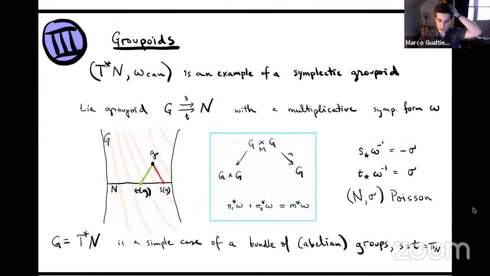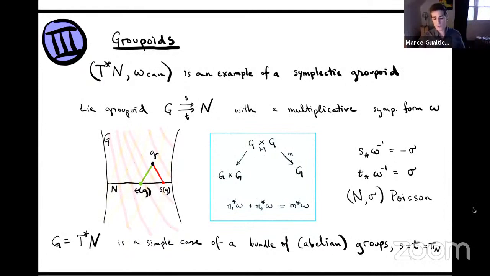Well, this cotangent bundle with its canonical symplectic form is the quintessential example of a symplectic groupoid. A symplectic groupoid is just a Lie groupoid. It's a space of arrows. It's a manifold of arrows which go from and to some points on another manifold. So this is the base manifold N of objects, and this is another manifold consisting of arrows which have a source and have a target. The source and target are points in the manifold N, and these are arrows that join those points together.